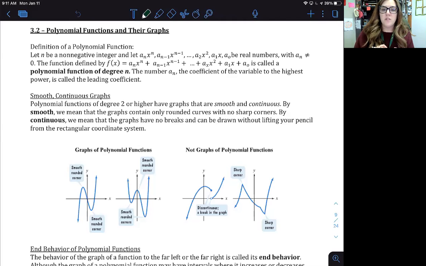So polynomial functions of degree 2 or higher have graphs that are smooth and continuous. By smooth, we mean that the graphs contain only round curves with no sharp corners. By continuous, we mean that the graphs have no breaks. So there are examples of what makes a graph a polynomial function and what does not here. The one thing to make sure of: as long as you can draw the curve without lifting your pencil, then it's a polynomial function.